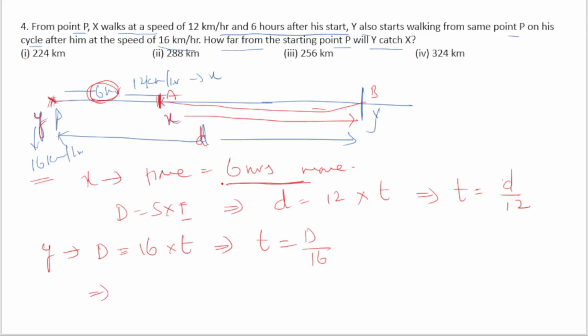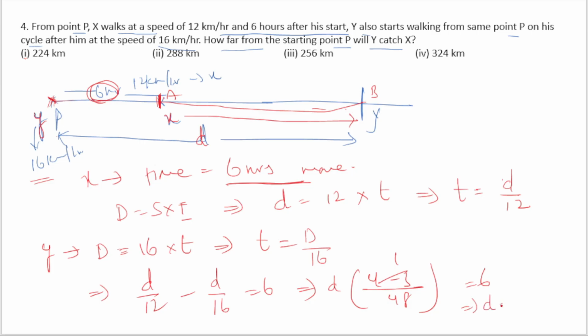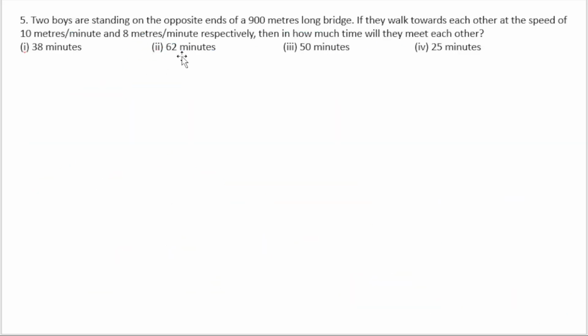And here X took 6 hours more. The difference in time is 6 hours. So the time taken by X is D by 12 and the time taken by Y is D by 16. And the difference is 6 hours. Take D common and take LCM here. 48 is the LCM. It is 4 minus 3 is equal to 6. 4 minus 3 is 1. So here D is equal to 6 into 48. 6 into 48 is 288 kilometers. It is the second option. Next question.